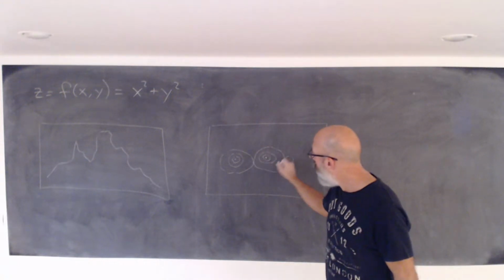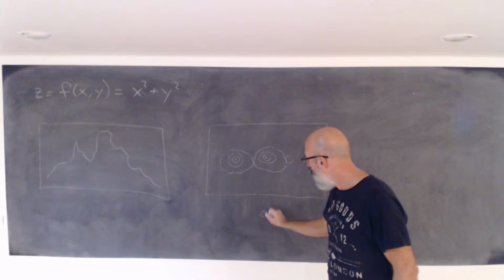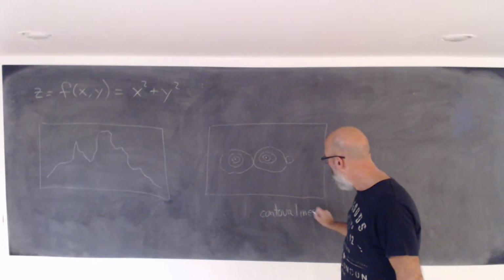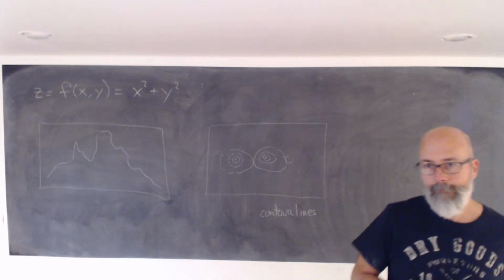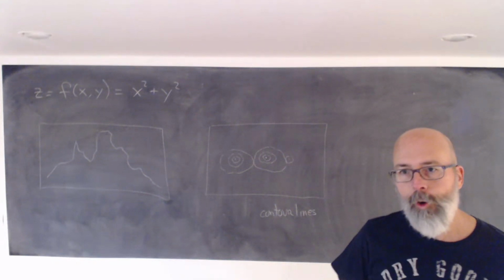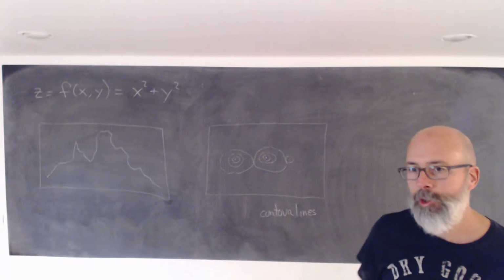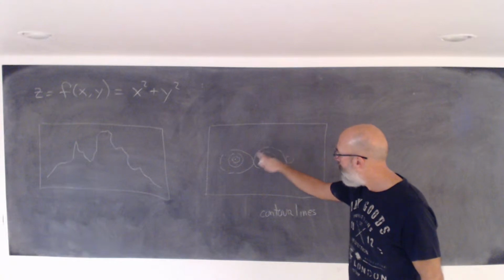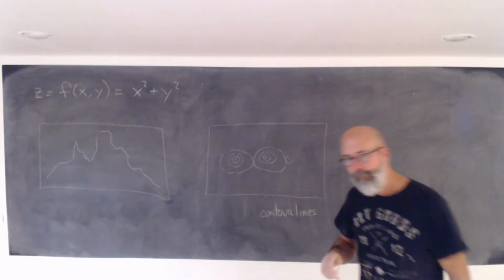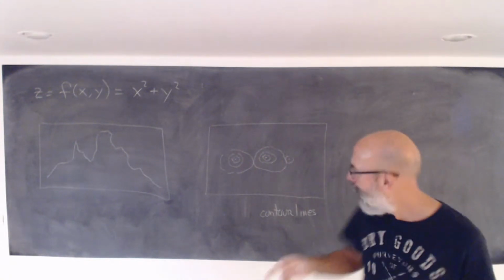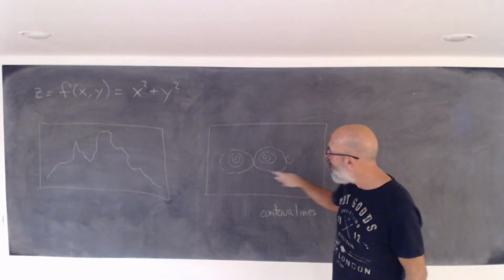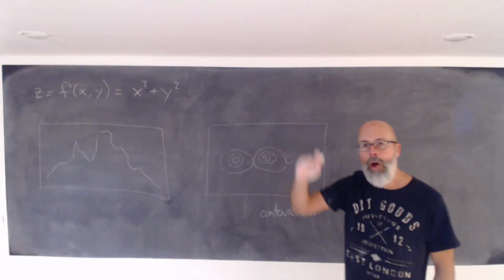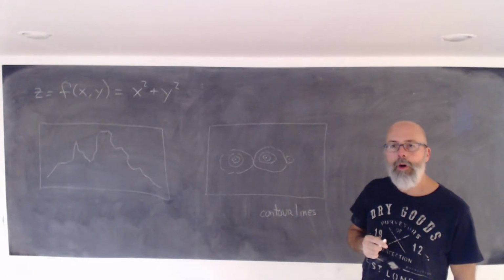These are known as contour lines or contour curves. If you pick up an old road map, nobody has those anymore, but when I was young, before the internet, we had road maps. And on road maps, if you were going through mountains, you would have these contour lines telling you how high you were.